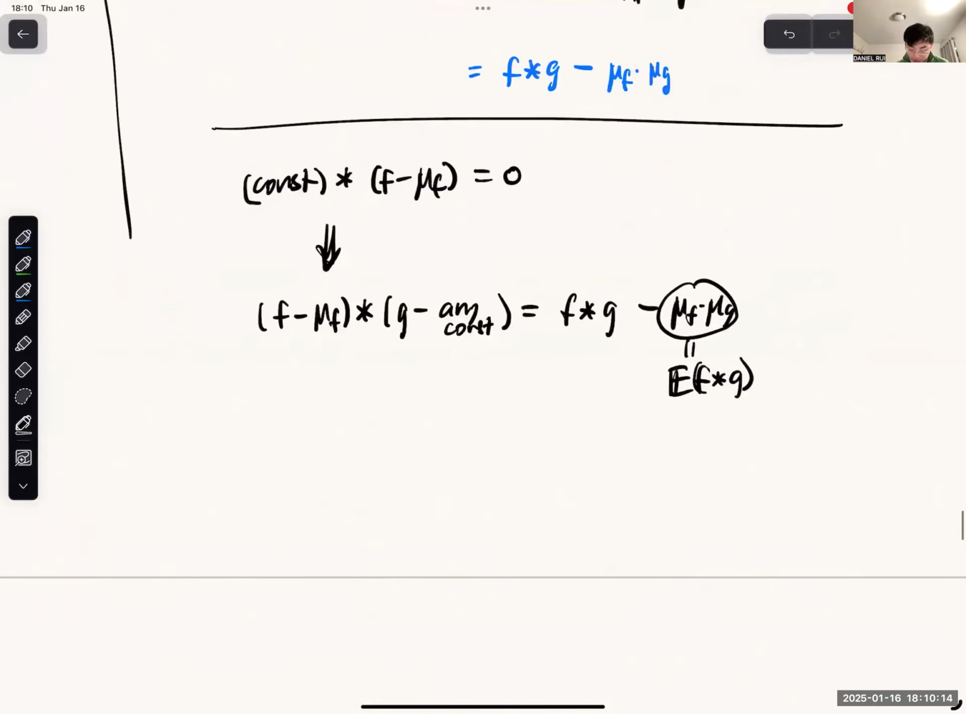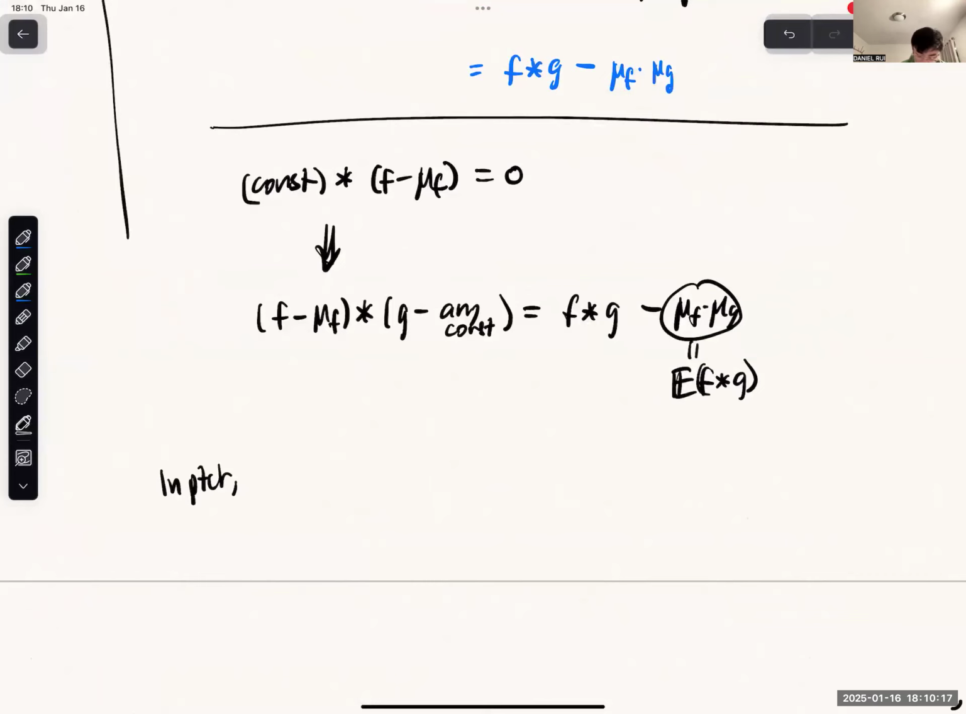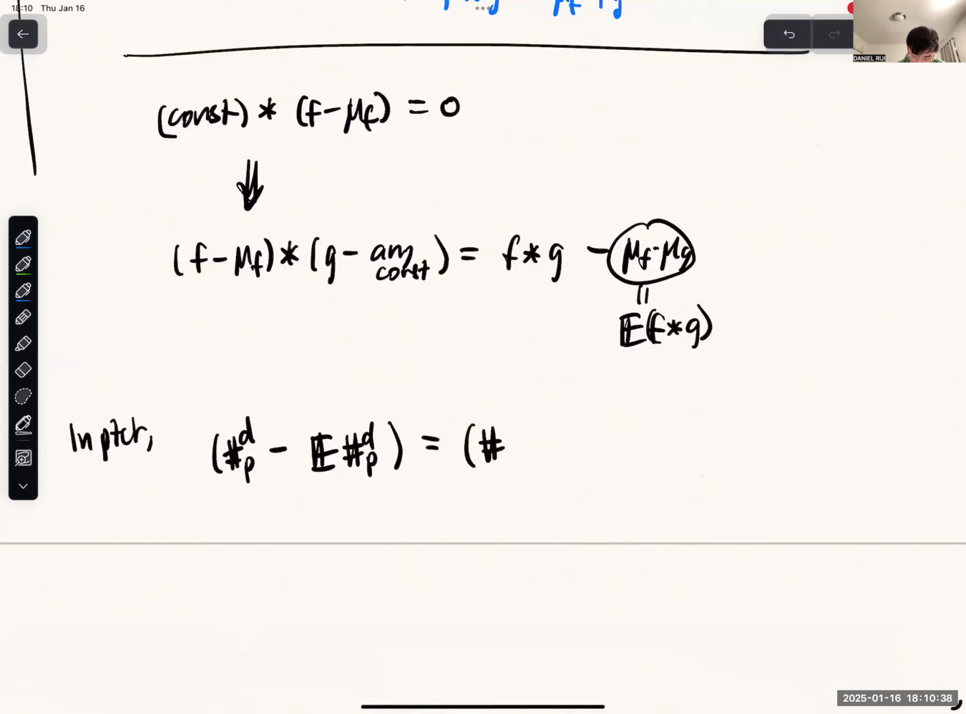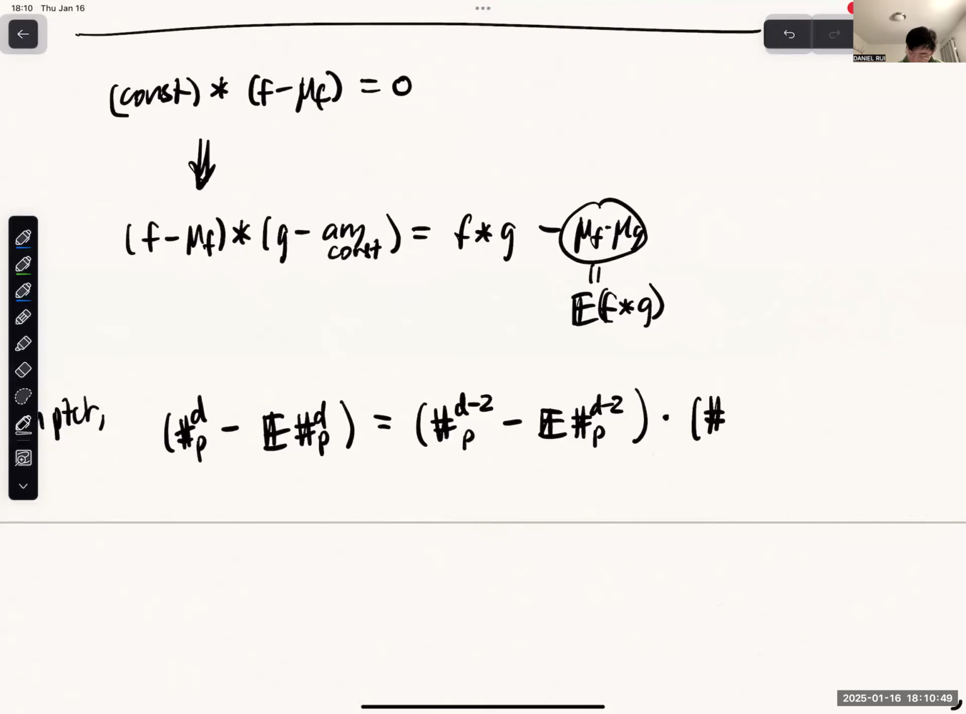Okay, so what have I done? In particular, I have said that the d-dimensional count over P minus the average of the d-dimensional count, which is a simple number, I'll get to it in a moment, is equal to the d minus 2-dimensional count minus its mean, convolved with this, where I can now subtract any constant. Okay, sorry, this is a convolution. I can subtract any constant. And what constant do I choose? I obviously choose the constant that makes most of it 0.